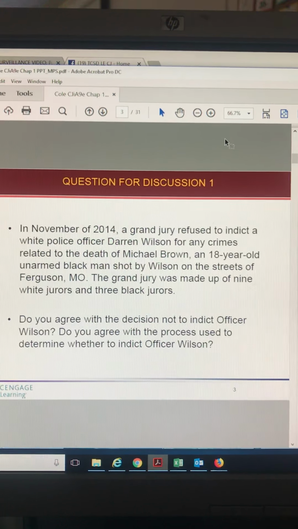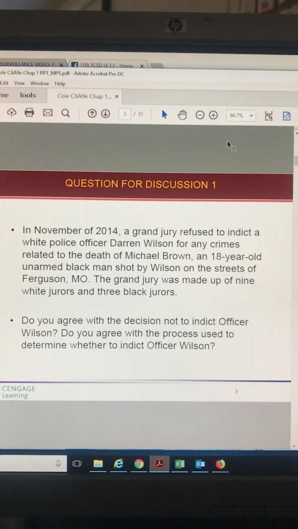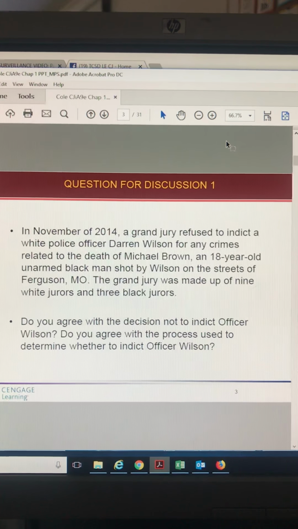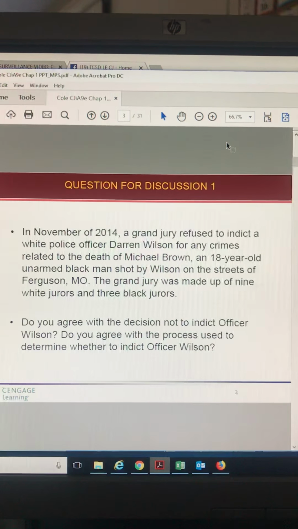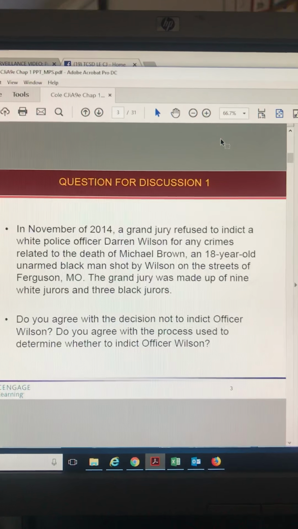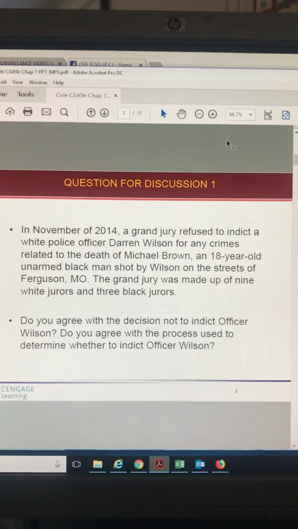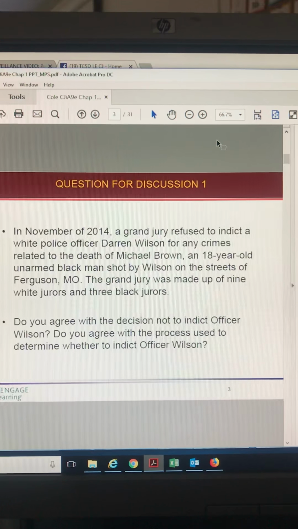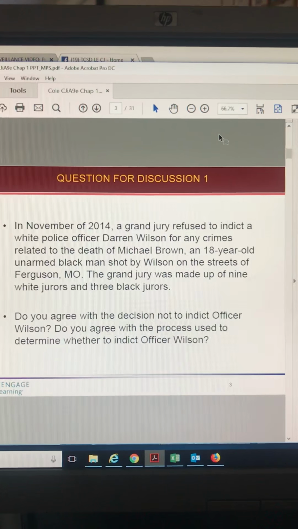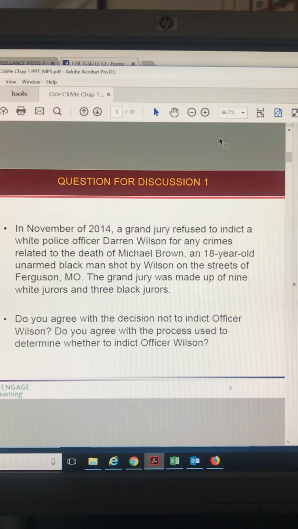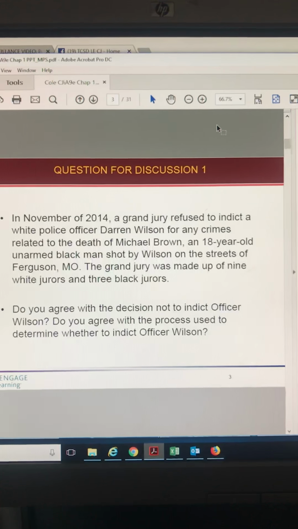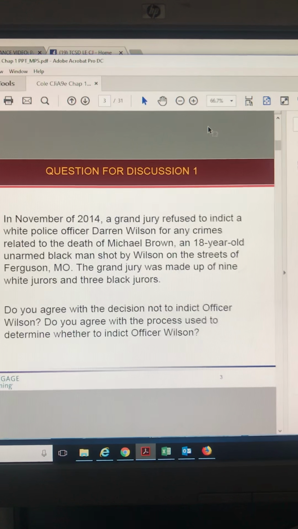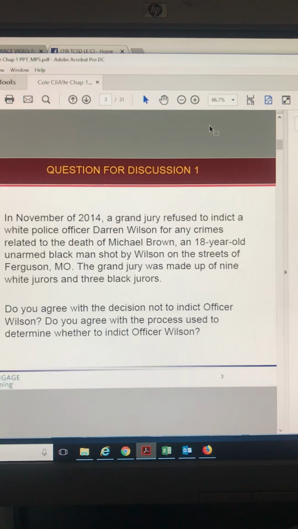Okay, multiple shots were fired. There was one shot, though, that hit Mr. Brown in the back. And that's what caused a lot of public concern: wait a minute, if the threat's over, how can you shoot someone in the back if there is no threat? And the officer said that due to a fractured eye orbit and feeling like he was unconscious, he couldn't tell whether Brown was still facing him or not. And so that's all the information they had to look at. Do you agree with the decision not to indict Officer Wilson? Do you agree with the process used to determine whether to indict Officer Wilson?